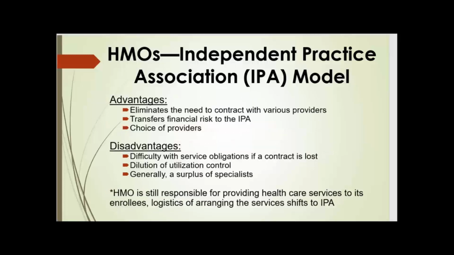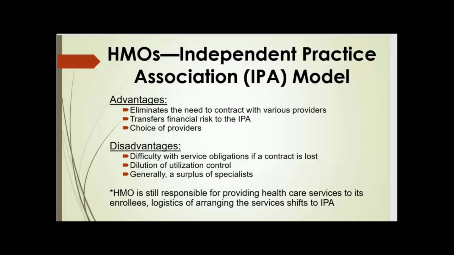Now in the next slide, I'm going to cover the advantages and disadvantages of the IPA model. One, the HMO is relieved of the administrative burden of establishing contracts with numerous providers. Second, financial risk is transferred to the IPA. Third, the IPA model provides an expanded choice of providers to the enrollees. Fourth, it also allows small groups and individual physicians the opportunity to participate in managed care and get a slice of the revenues.